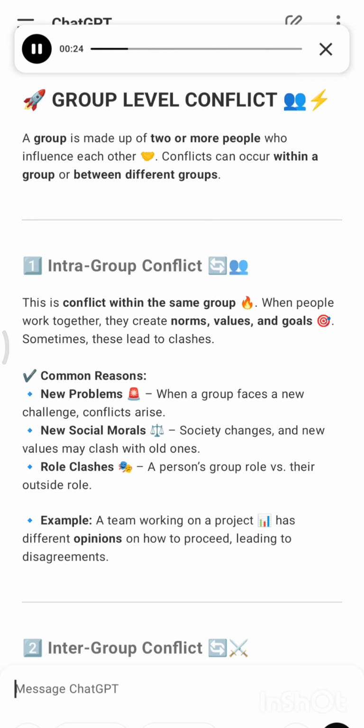Common reasons. New problems. When a group faces a new challenge, conflicts arise. New social morals. Society changes, and new values may clash with old ones. Role clashes. A person's group role versus their outside role. Example, a team working on a project has different opinions on how to proceed, leading to disagreements.